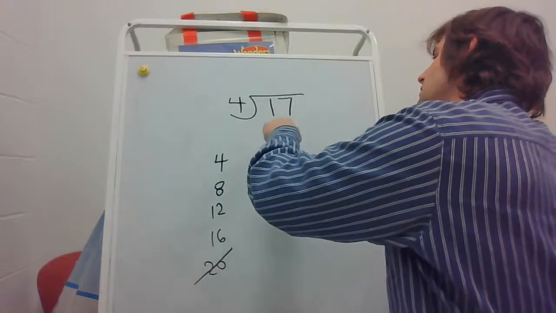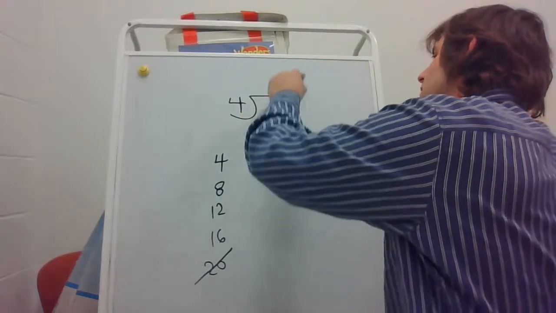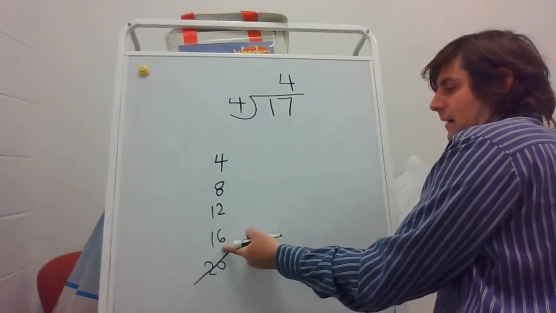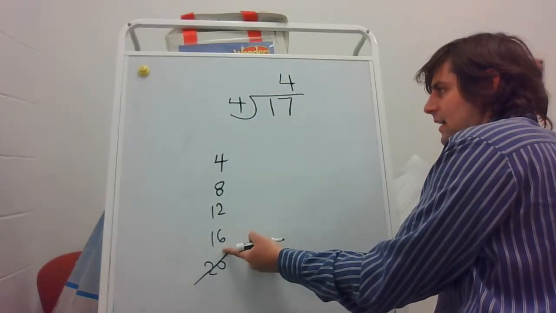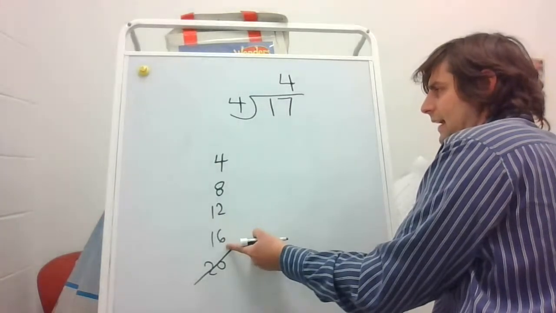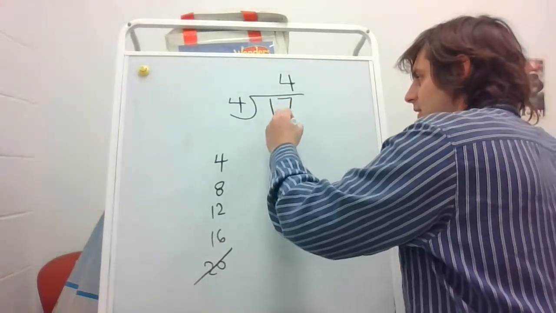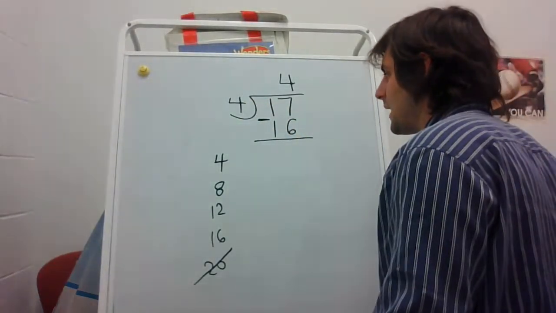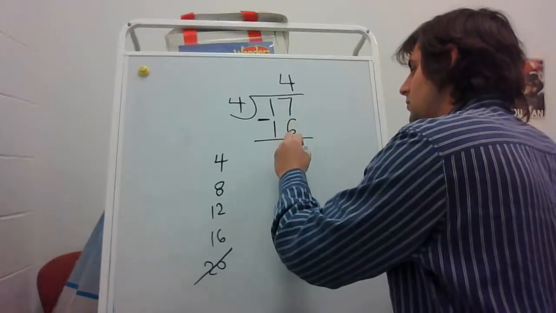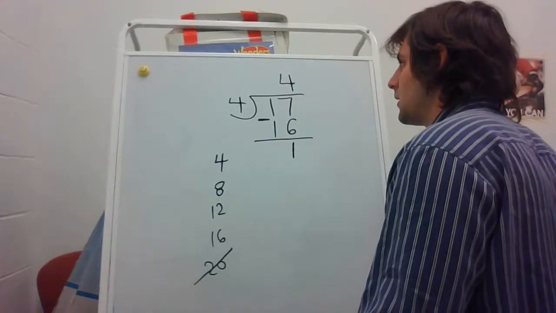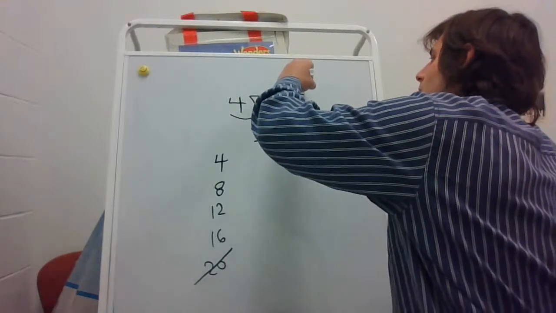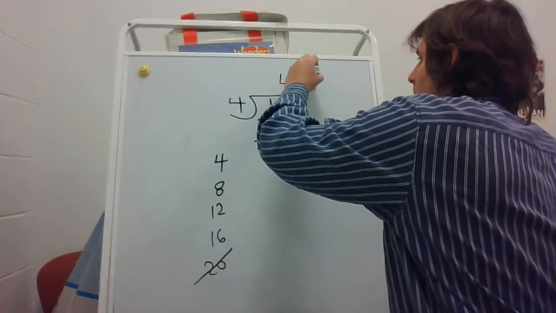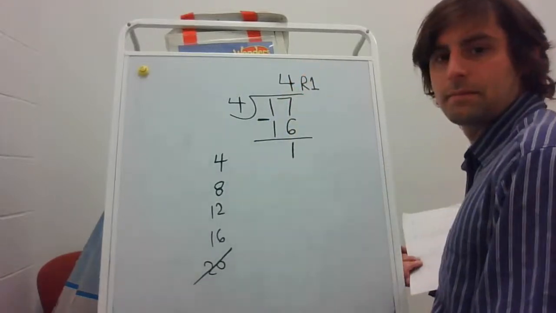So 4 goes into 17 4 times, but there is a remainder because as you can see, when I skip counted, I got to 16. I didn't get all the way to 17. So I'm going to do 17 minus 16 now. And there is 1 left. So my answer is 4 with a remainder of 1. 4R1. The R stands for remainder.